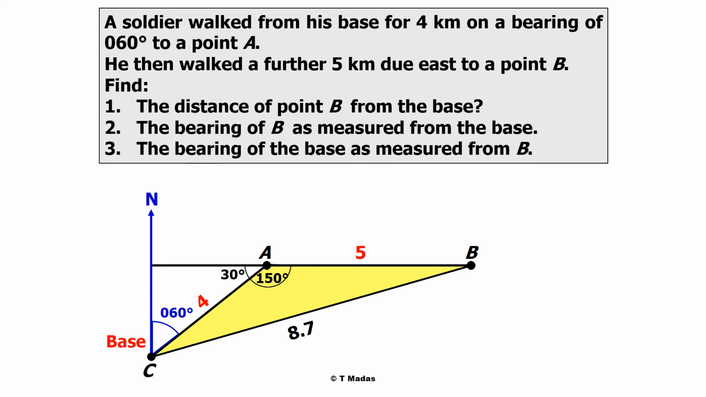So now let's turn our attention to the second part of the question, the bearing of B as measured from the base. Now the bearing is going to be the measure of that angle which is formed between the north line at the base and the line which joins the base to the point B.